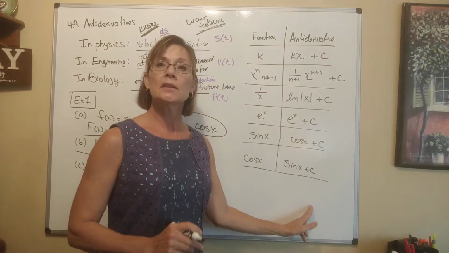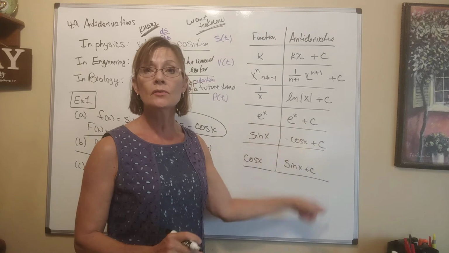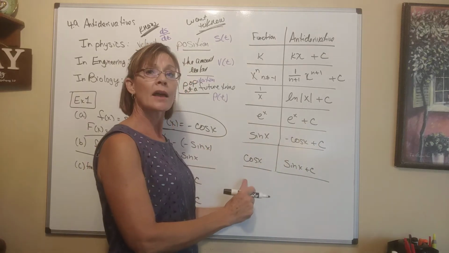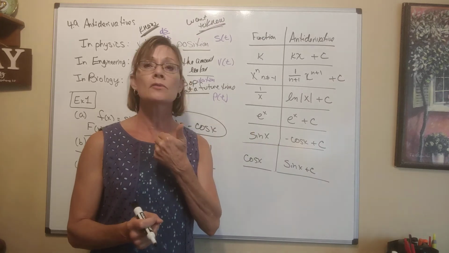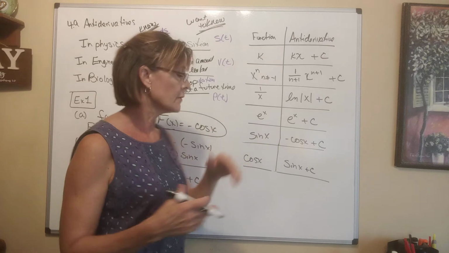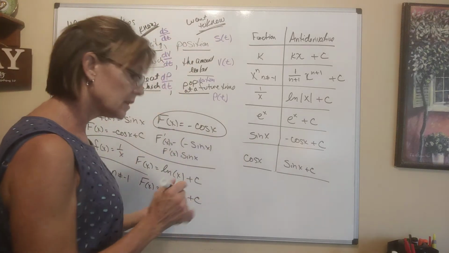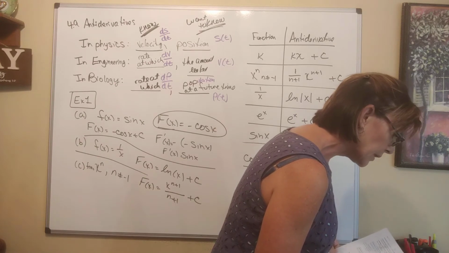Now, I want you to take note of something because this is so awesome. Every time you take an antiderivative, you can check to see if you got it right by just taking the derivative. You should get this back. So when we're doing these problems, you can always check your work. Just take the derivative, and you should get the original back, and you'll know you did it correctly. So let us go ahead and do some examples, and we will get really, really good at this.